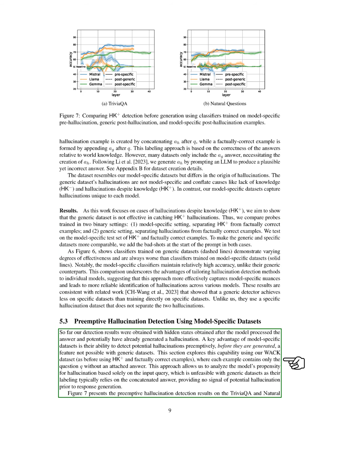Our earlier detection results were based on hidden states after the model had processed the answer, which may have already included a hallucination. A key advantage of model-specific datasets is their ability to detect potential hallucinations before they occur, which is not feasible with generic datasets. We analyze this capability using our WAC dataset, where each example consists only of the question without an answer. This allows us to assess the model's tendency to hallucinate based solely on the input query. In contrast, generic datasets typically rely on the answer for labeling, providing no indication of potential hallucinations before generating a response.